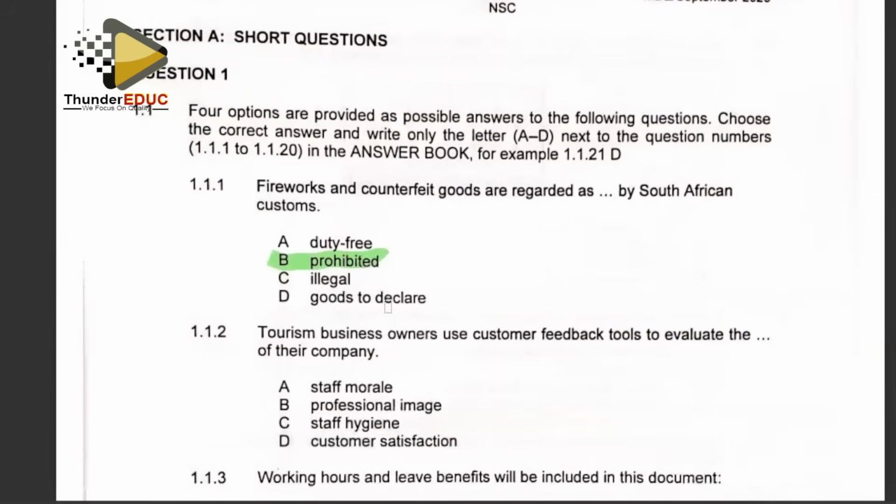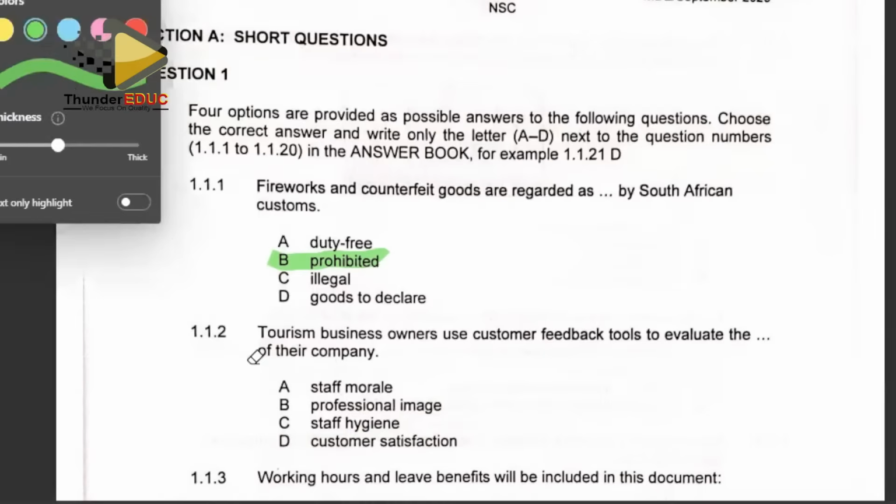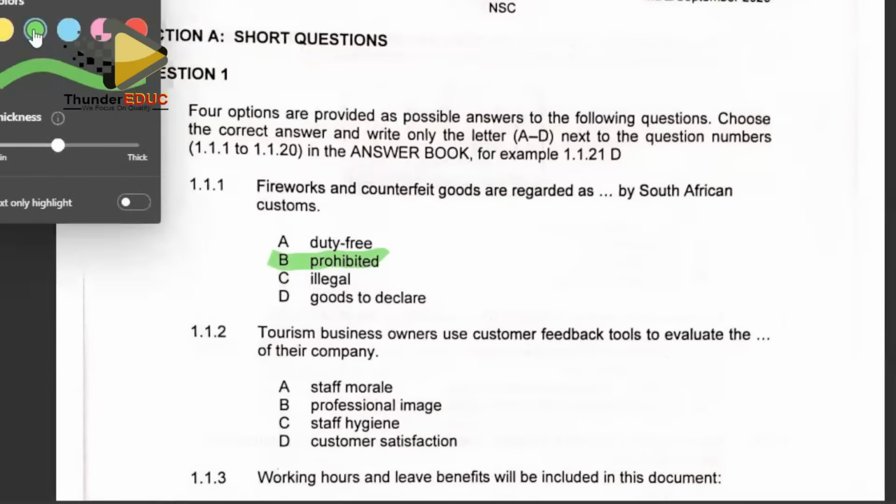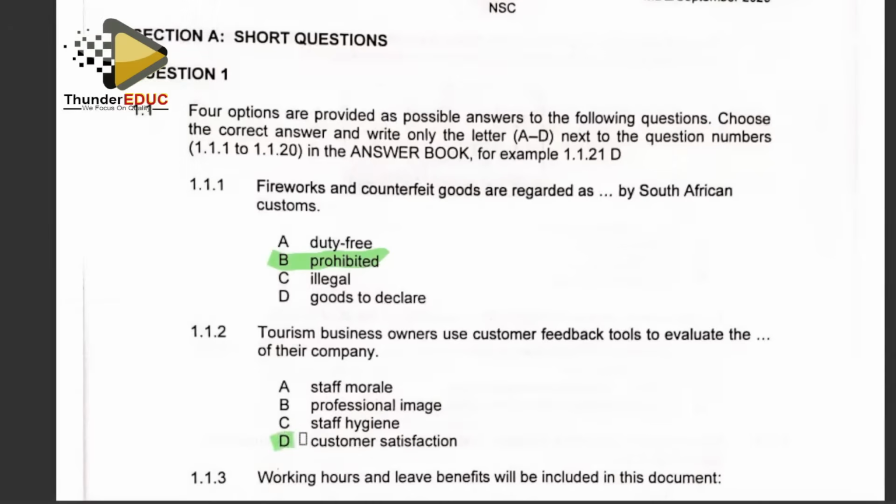Moving straight to 1.1.2. Tourism owners use customer feedback tools to evaluate the level of customer satisfaction, which is represented by the letter D. So our correct answer there will be the letter D. Now moving straight to the next question, but before we do that, let me highlight the letter D as our correct answer here.